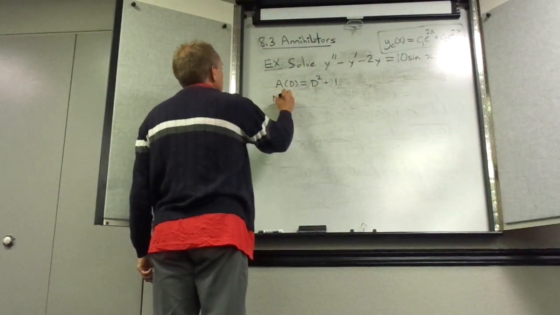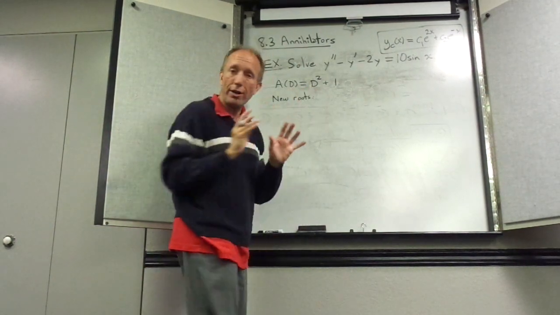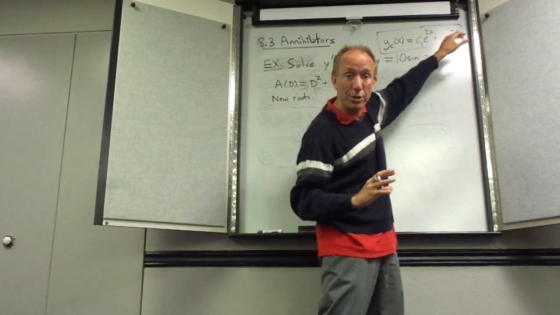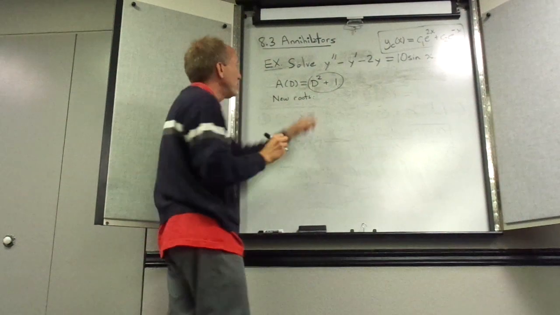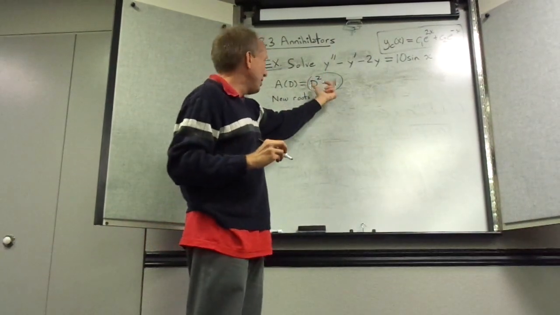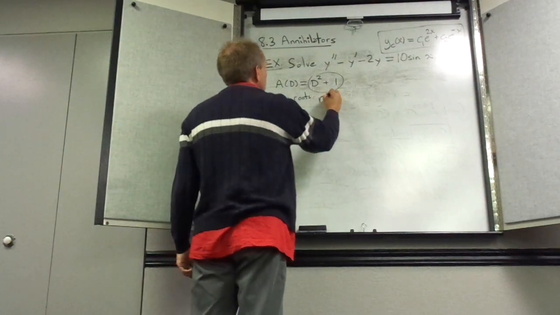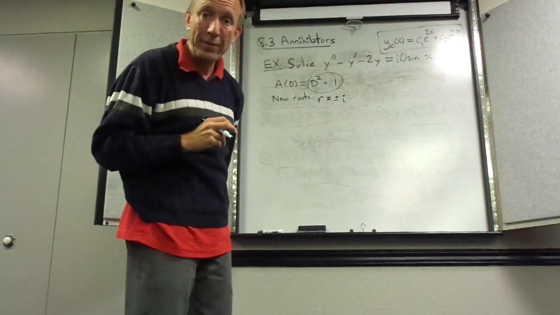And I'm actually only going to focus this time on what the new roots are, because the old roots are already handled by the complementary function. My new roots are just the roots of this expression, right? D squared plus 1. And those roots are just going to be plus or minus i.